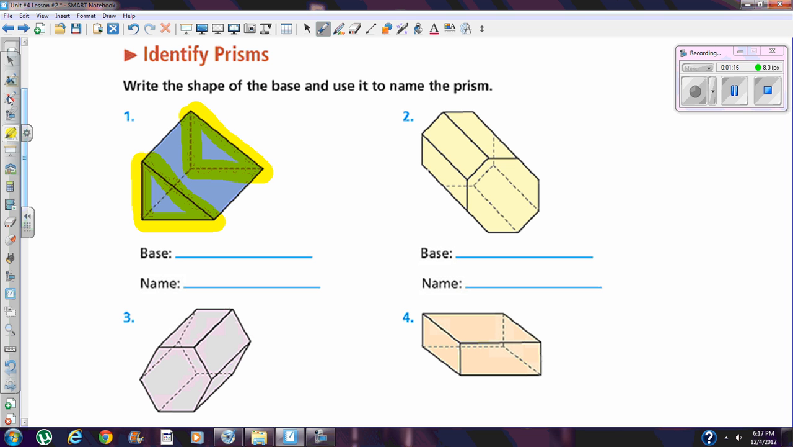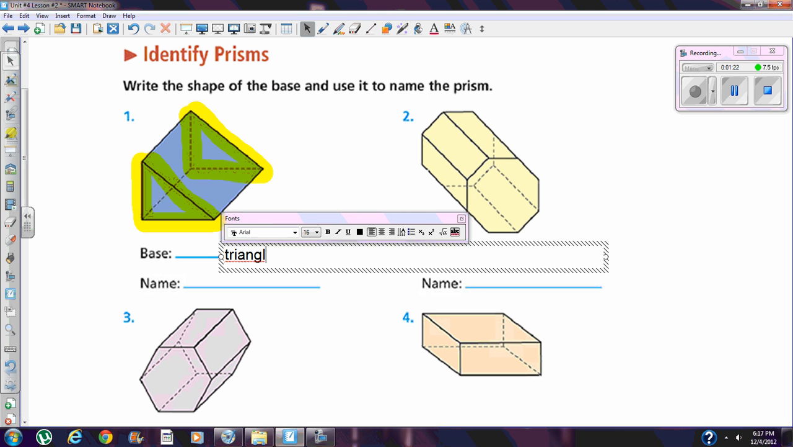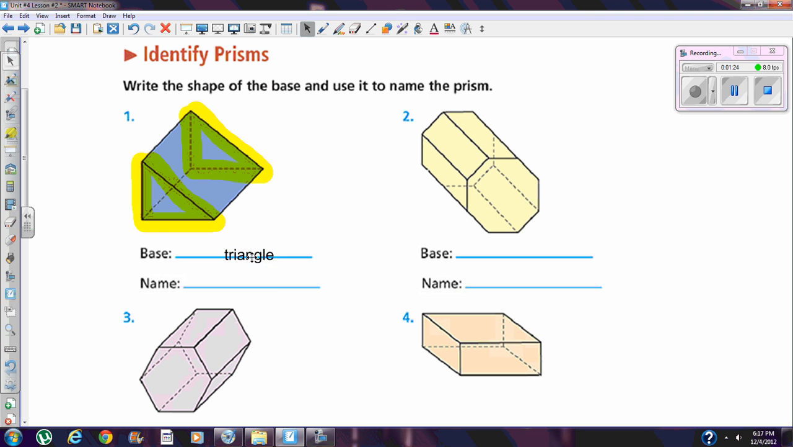So we are looking at a triangle. And we're dealing with prisms. So the base determines the name. So what we have is a triangular prism.